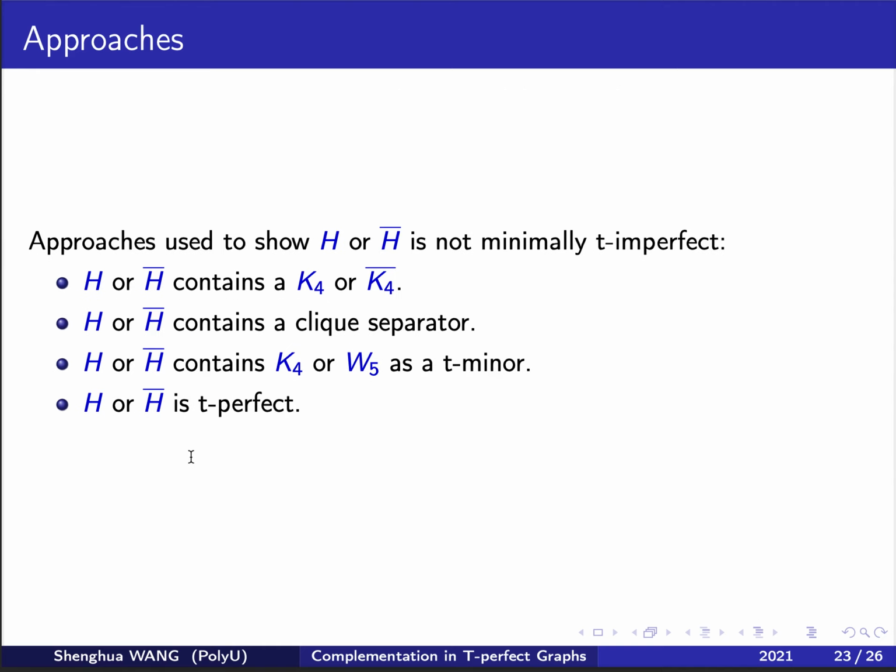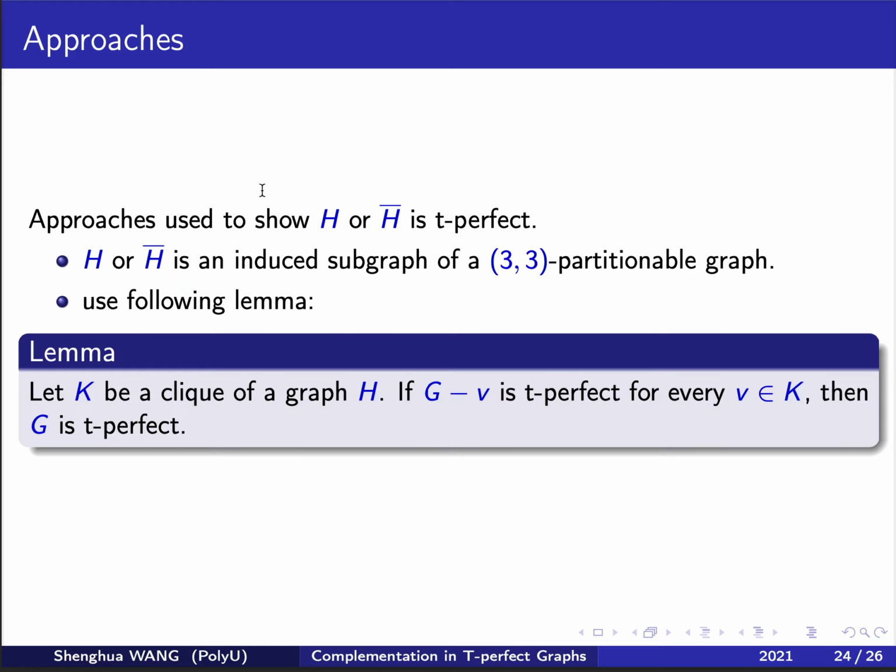The last tool we use is to show that H or its complement is T-perfect. We use two methods to show that. One is that we know Cauchy partitionable graphs are minimally T-imperfect, and we could just show H or the complement of H is an induced subgraph of one. The second one is by using the following lemma. If there exists a clique in the graph such that removing any vertex in this clique leaves the remaining graph T-perfect, then the original graph will be T-perfect.